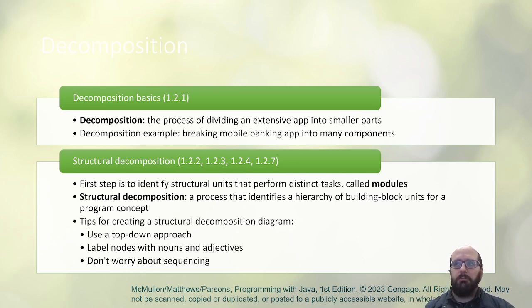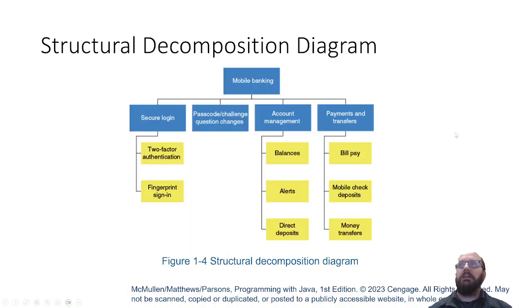Structural decomposition is a process that identifies the hierarchy of building blocks that make up that program concept. You can use a top-down approach and label nodes. In decomposition, we're not worried about sequencing because we're just talking about the parts that make up the whole. This is an example of breaking down a mobile banking app. For example, we have secure login, challenge questions, account management, and payments and transfers, and all these things have different processes involved, like two-factor authorization and fingerprint sign-in. You can see how we would break that down structurally.